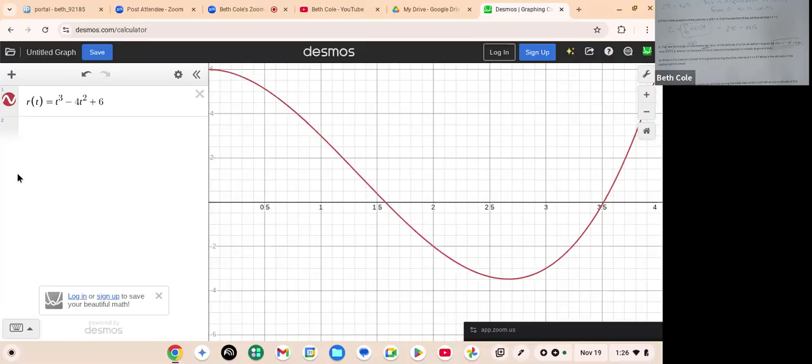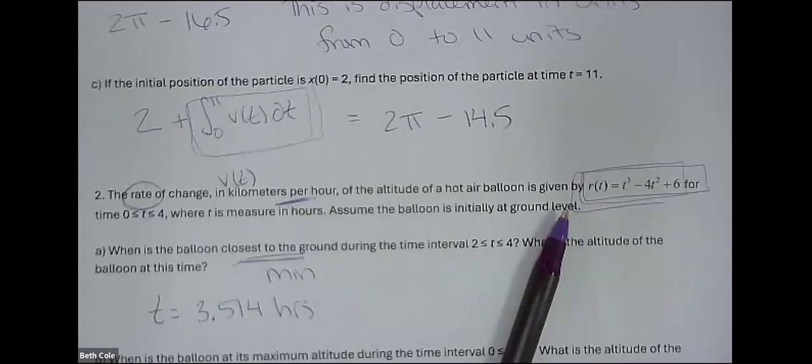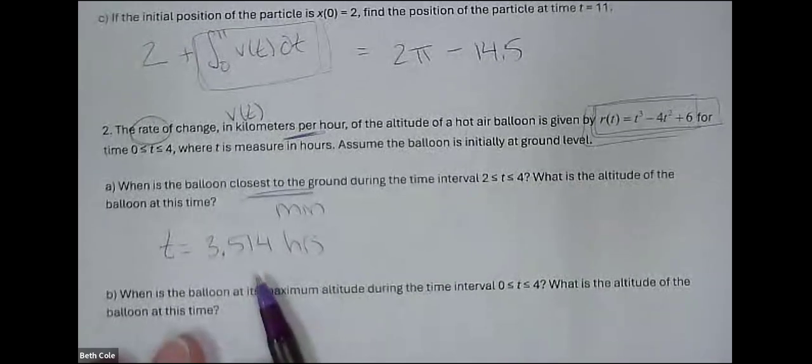Closest to the ground means minimum. That is where your derivative, which is what you're looking at, changes from what to what? Perfect, negative to positive. Do you see a place where this graph changes from below to above? It looks about 3.5, but it's not exactly. That's the time you want to write on your paper. T equals 3.514. And what was our time unit? Hours. I'm going to stop share and you can see what I wrote. Time is 3.514 hours.